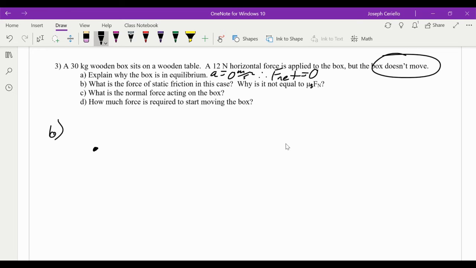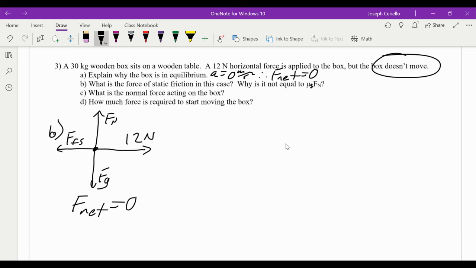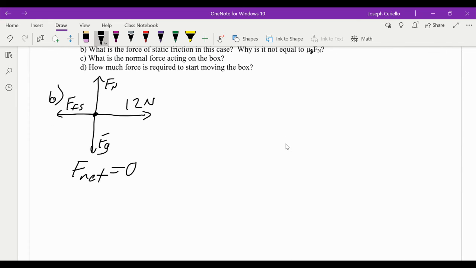I think it's a good thing to do. So we have 12 newtons pushing forward. It's not moving, right? We have a force of static friction holding it back. We have normal force, and we have Fg. Okay, since it is in equilibrium, F net in all directions equals 0, x and y. That tells us that the normal force is going to be equal to Fg. That tells us that 12 newtons is going to be equal to the force of static friction. So that's our answer there for letter B.